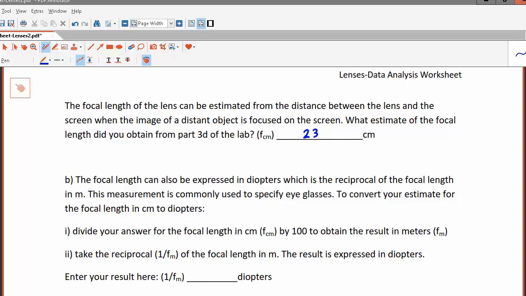Typically, when you go and buy glasses, the focal length of glasses is expressed in diopters, and that is the reciprocal, which means 1 over the focal length of the lens in meters. So, to calculate the focal length in diopters, the first thing we will do is convert the focal length to meters. So, the focal length is actually 0.23 meters, because there are 100 centimeters in a meter. We will then take the reciprocal of this value, which is 1 divided by 0.23, and the answer that I got for that, just looking at my calculations, was 4.76 diopters for the magnifying glass that I had.